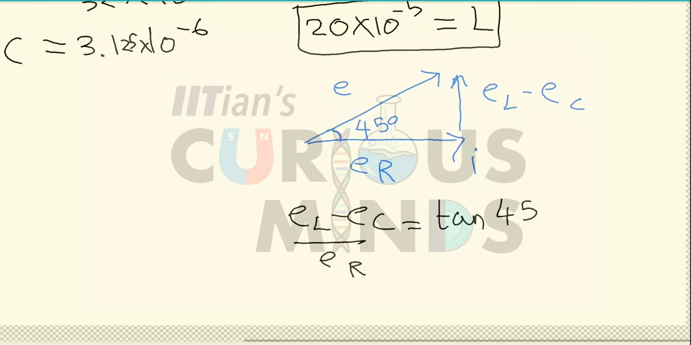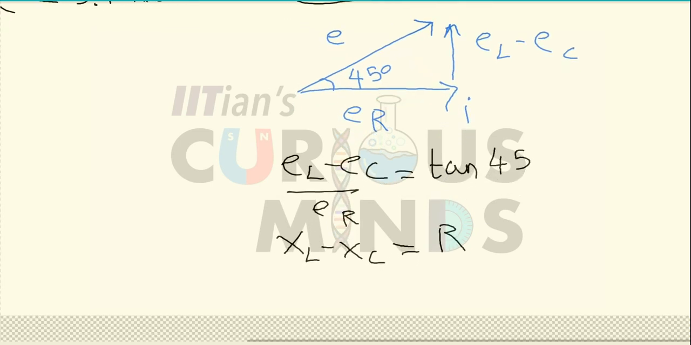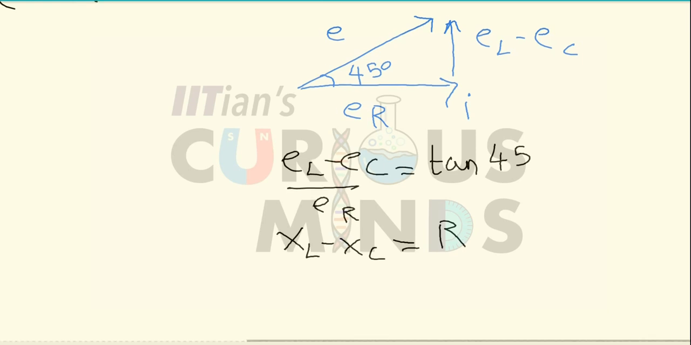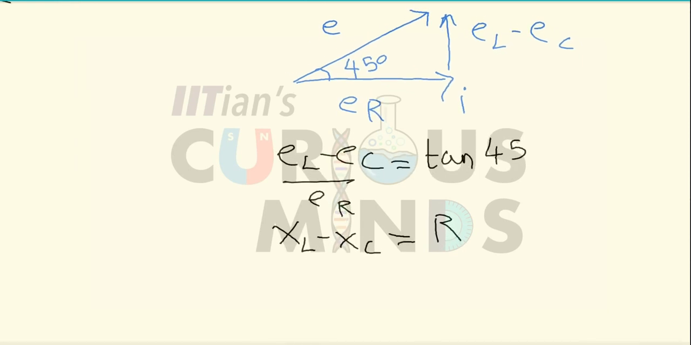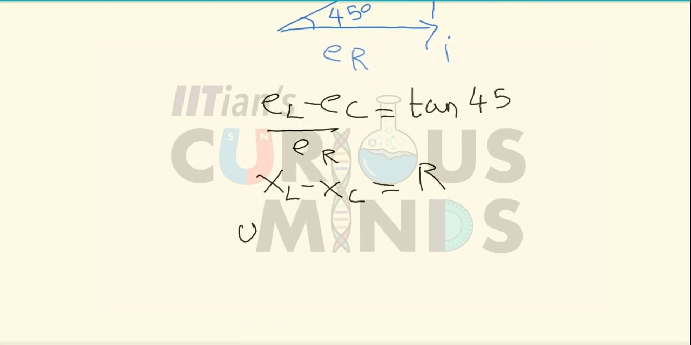Now tan 45 is equal to 1, and EL minus EC can be written as XL minus XC, so it will simply be equal to R. Because the current in the series circuit remains the same, I can substitute EL as I into XL, EC as I into XC, ER as I into R. So XL minus XC should be equal to R, that is omega into L minus 1 by omega C should be equal to R.